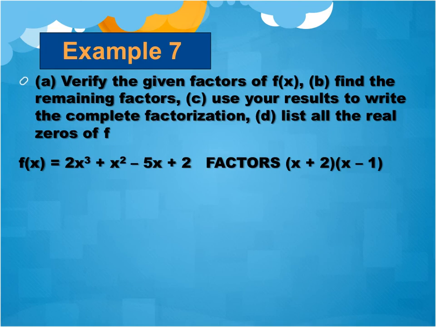All right, last example. So verify the given factors of f of x. Find the remaining factors. Use your results to write the complete factorization and then list the real zeros of f. So we're going to do this piece by piece.